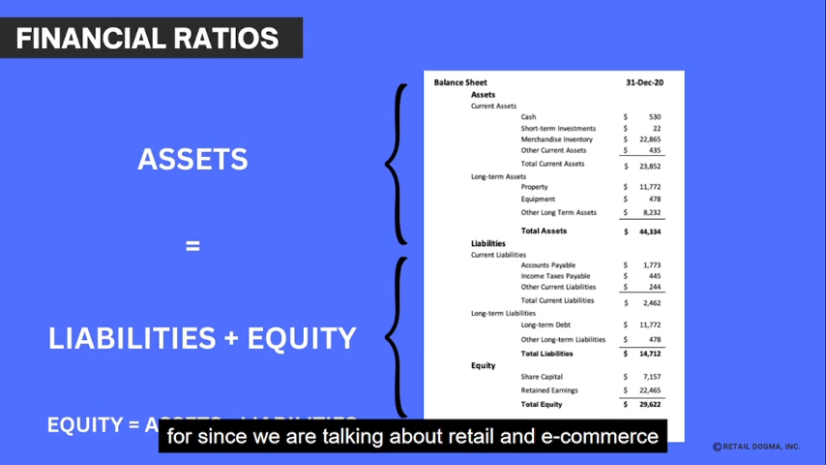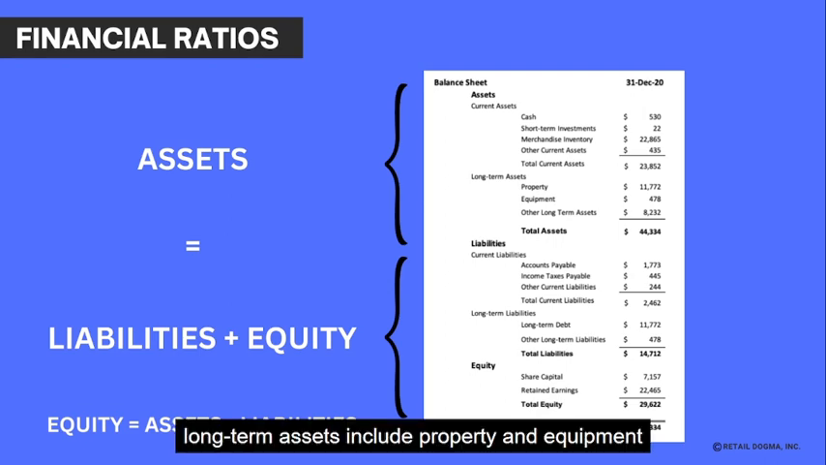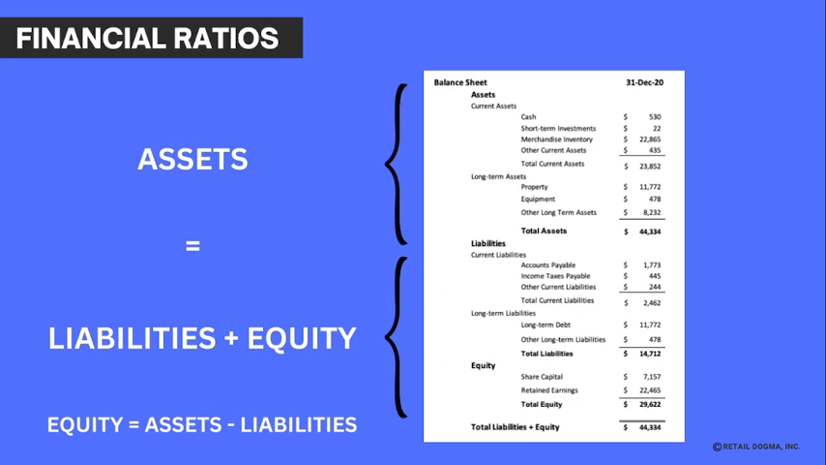Since we are talking about retail and e-commerce businesses, and these businesses typically get paid before the customer receives the goods, we didn't include this in the template. However, if you are selling on installments and will only get paid later, this is where you will insert this amount. Long-term assets include property and equipment.